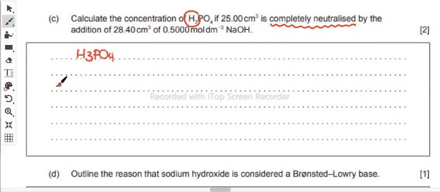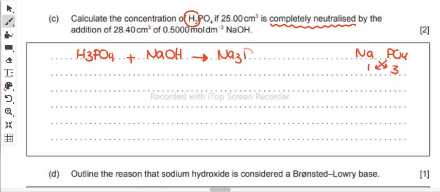H3PO4 plus NaOH to form the salt and water. Since it is completely neutralized, you will cross between the Na and the PO4. This is 1, this is 3. So your salt is Na3PO4 plus your water molecule. Now you're going to balance. So you're going to multiply here by 3. And going through the water molecule, I have 3 hydrogens and 3 hydrogens, it's a 6. So you're going to multiply here by another 3.